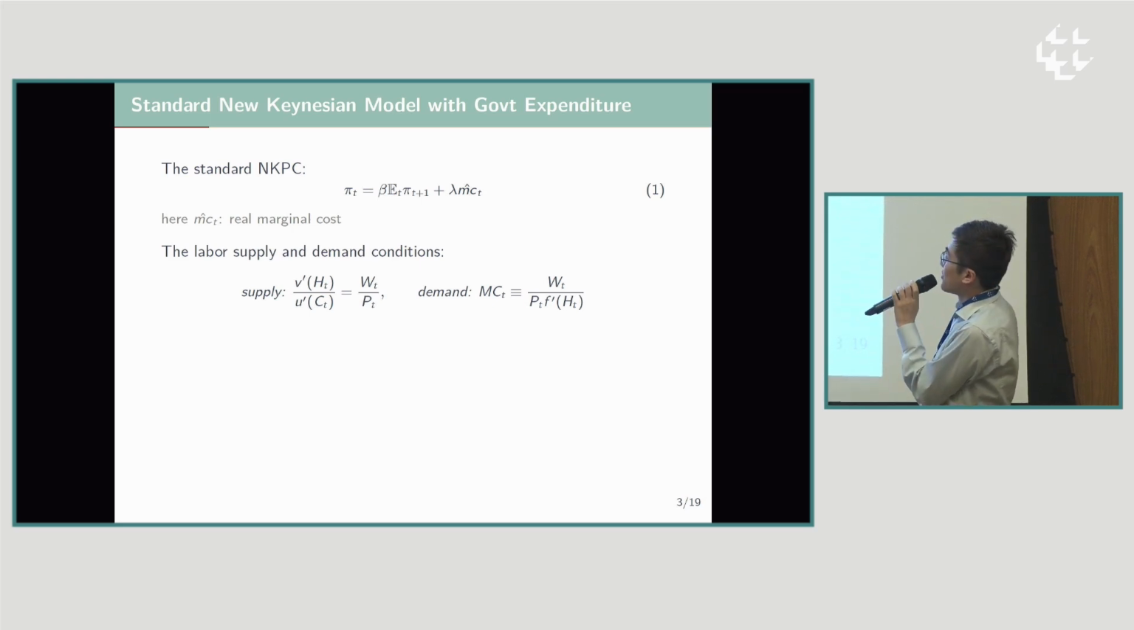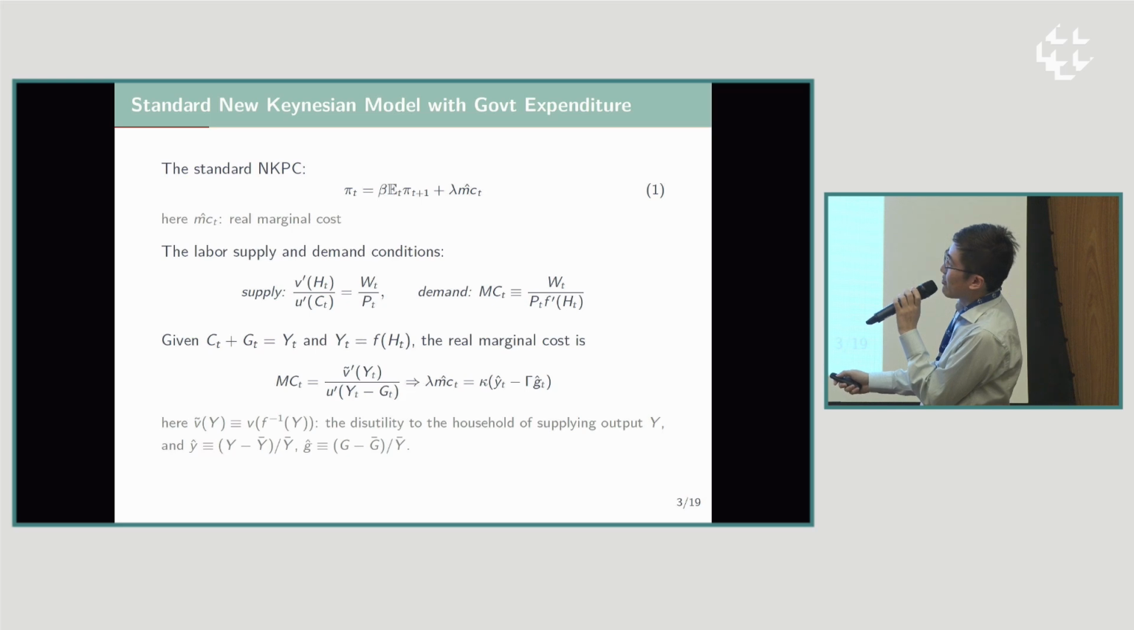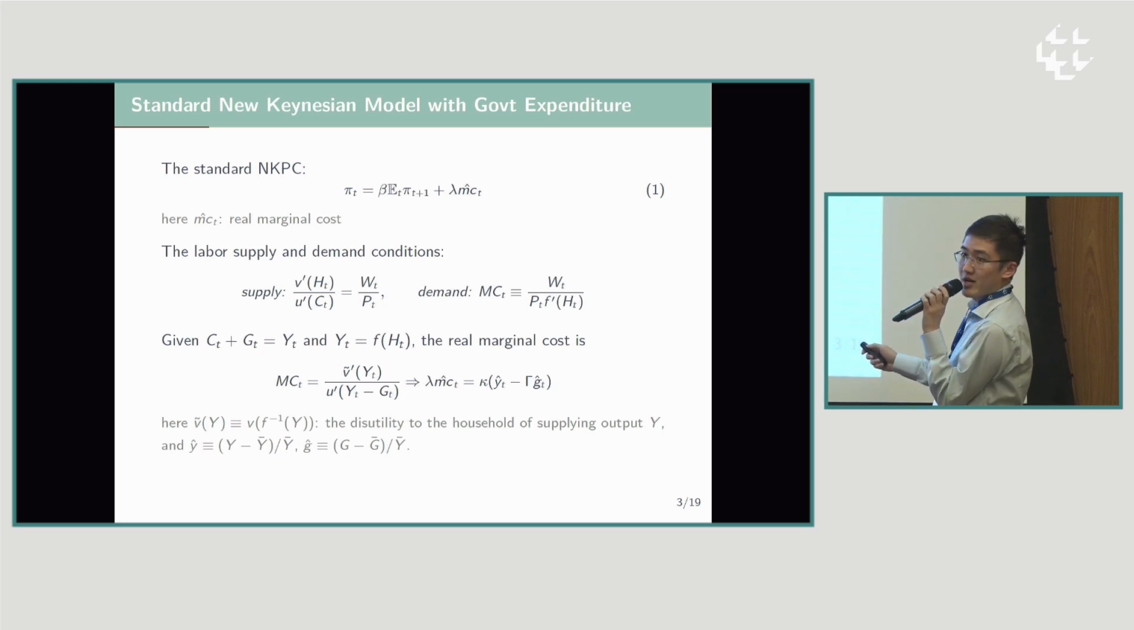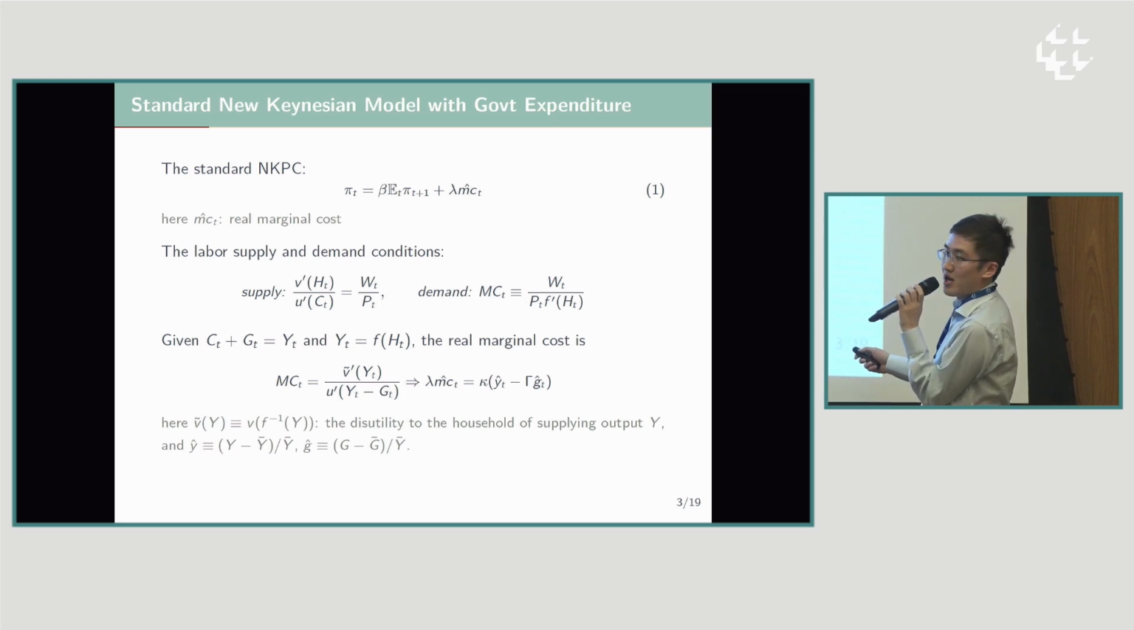By using the market clearing condition, which is consumption plus government expenditure equals output, and output is a function of labor supply, we can combine the labor supply and labor demand equations to rewrite real marginal cost as a function of output and government expenditure. After log-linearization, we show that the real marginal cost can be written in this very simple form, which responds positively to the output deviation and negatively to government expenditure.